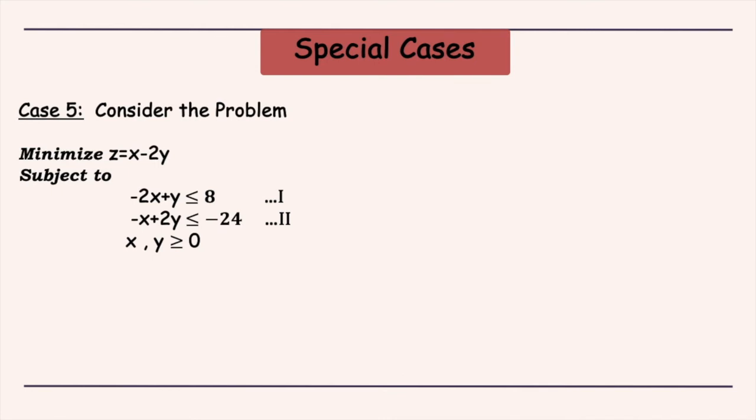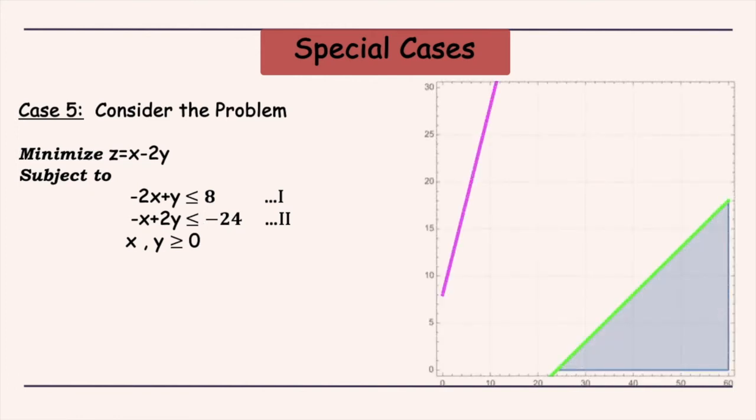Let's consider the fifth case. Here we are taking up a minimization problem where we are minimizing x minus 2y subject to these two constraints. So let us look at the feasible region for this problem. The first constraint is giving us this particular line, and the feasible region is in the downward direction like this. For the second constraint, the boundary line is given by this green line, and the feasible region is again in the downward direction. If we figure out the common portion, it is this blue shaded portion which is our feasible region.